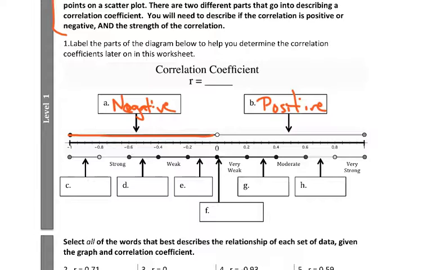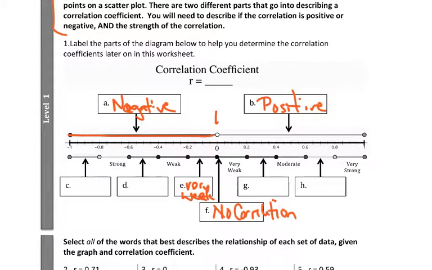Now, I'm going to start in the middle and work my way outwards, and there's a reason for that. If your correlation coefficient is at 0, we're going to say that there is no correlation. If your correlation is not exactly at 0, but between 0 and 0.2, for example, we're going to say that that is very weak. You're going to notice this is symmetrical on both sides. So whether it's positive over here or negative, that's going to be very weak.